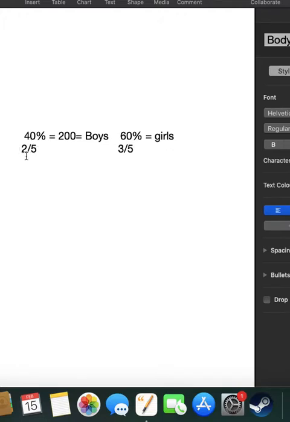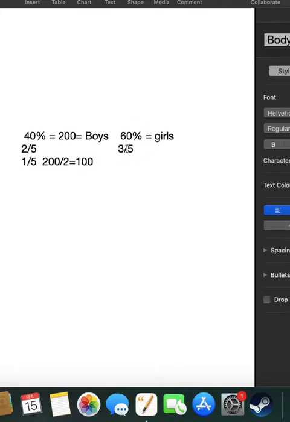So I know this 2/5, which is the same as this, is 200 boys. I want to get down to 1/5. So I need to get rid of that 2. And how I do it is I divide 200 by 2. Now I can't remember how to do the division symbol. We'll just do this. 200 divided by 2 gives me 100. So 1/5 of the children is 100 children.